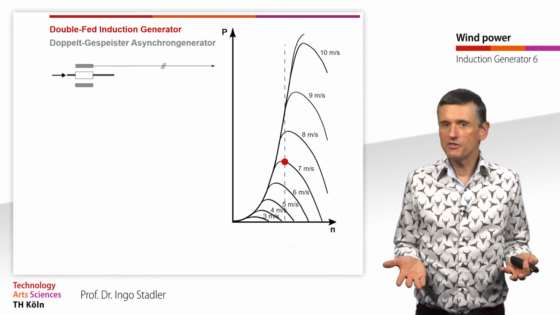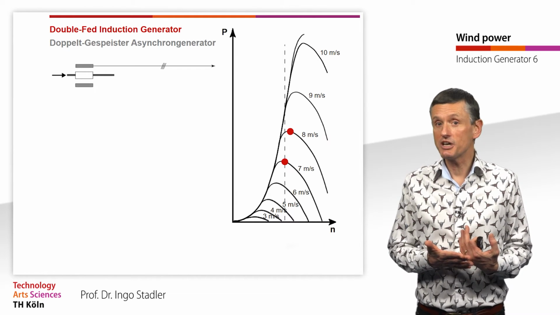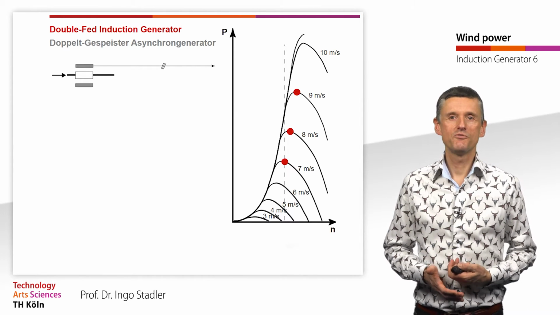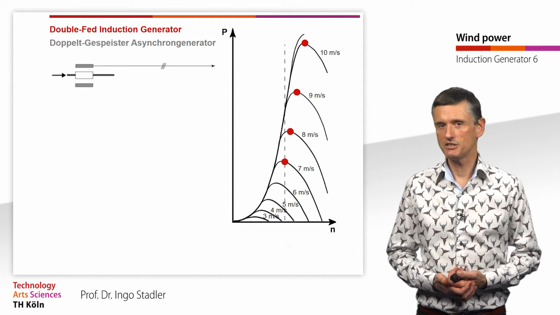it's okay, but when we then have 8 meters per second, this speed would not be okay anymore. Then we would need a higher mechanical speed. For 9 an even higher one, and for 10 the highest mechanical speed.